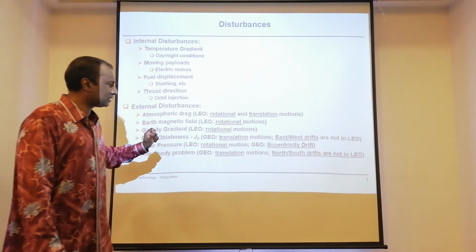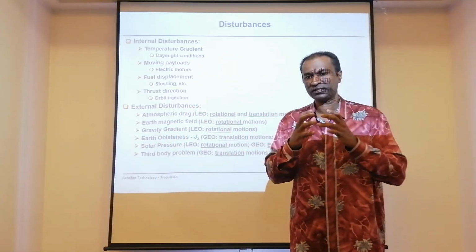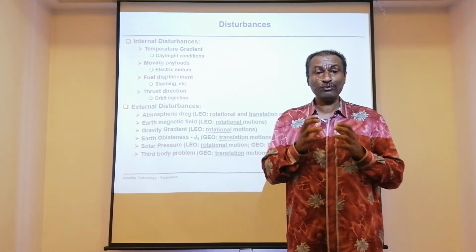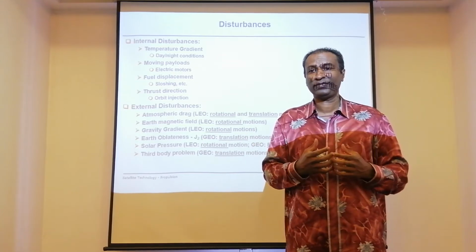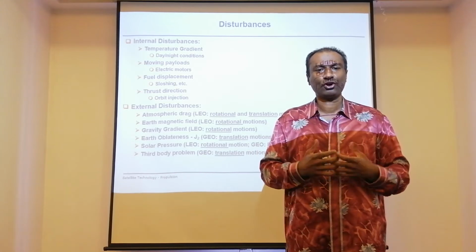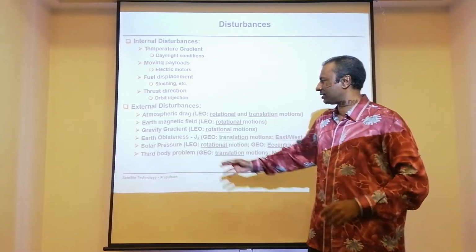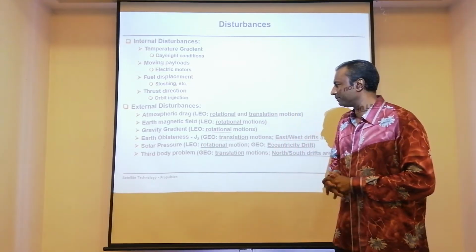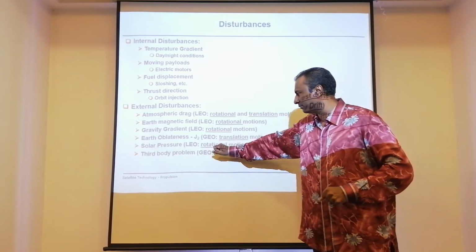Earth oblateness, this you will treat in space mechanics in detail. It means that the Earth is not a perfect sphere. So when it's not a perfect sphere, and you have a gravitational field, there is always the pull towards planet Earth, but it is not constant. Because of that, you have Earth problems. J2, don't worry about it. This is quite predominant for GEO.